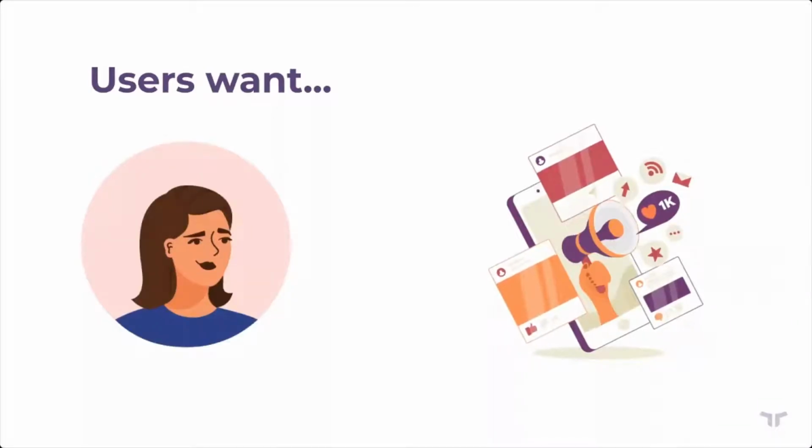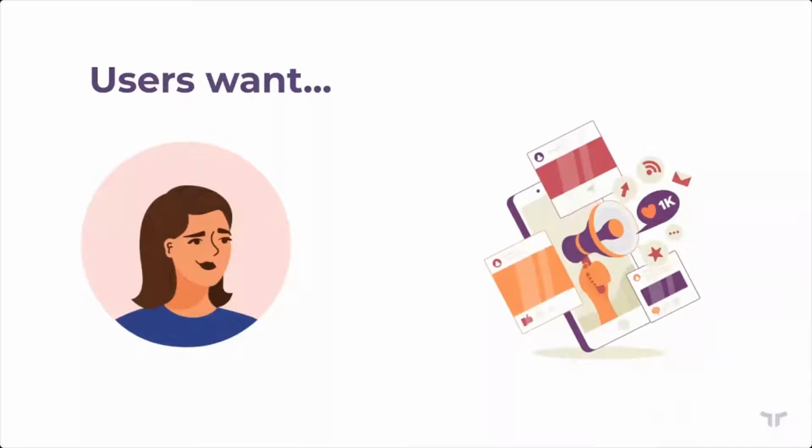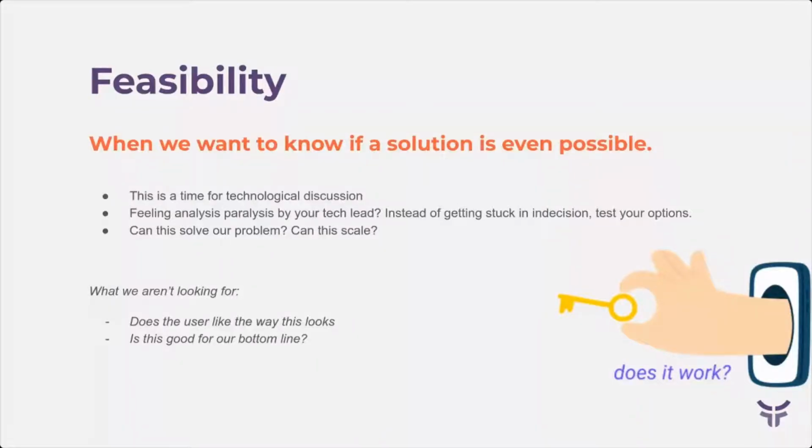So you got that client who's upset, right? Here we are, we're able to say, look, users want this. Very sensitive mouse today. So next up is feasibility.